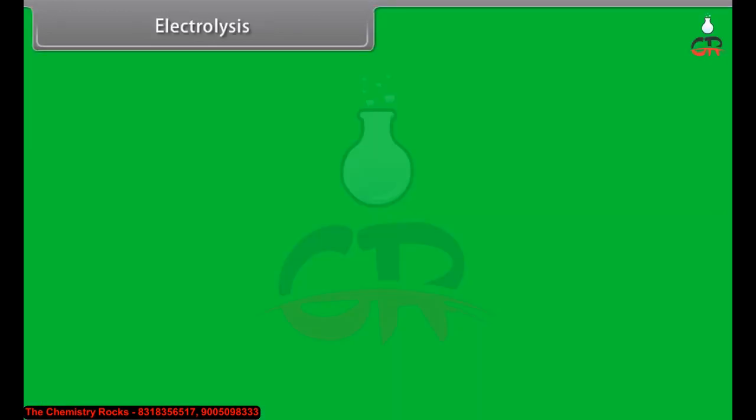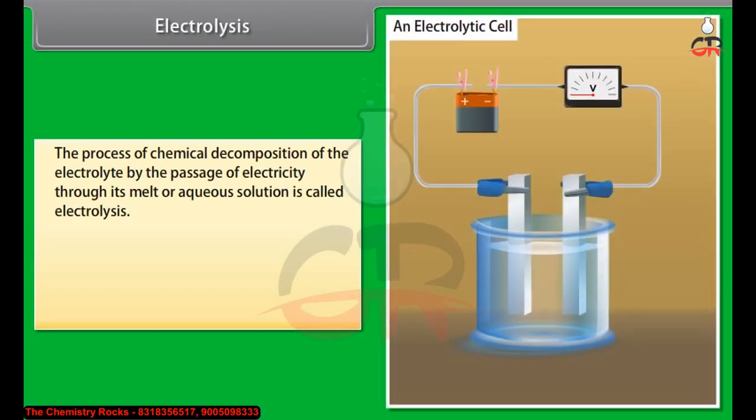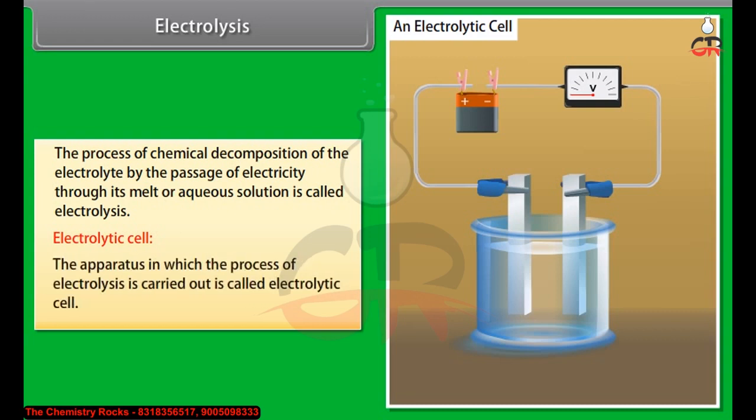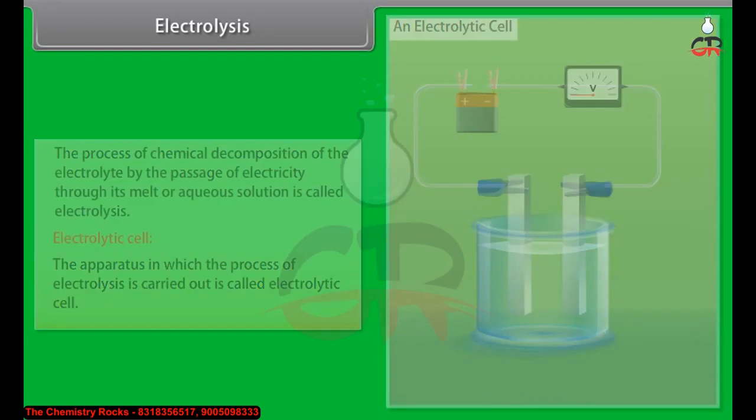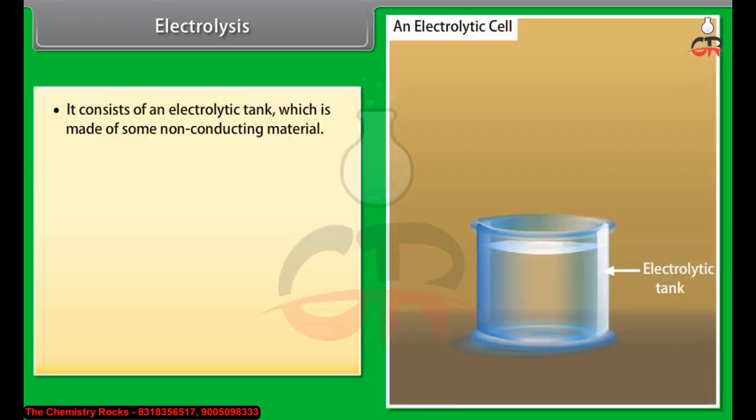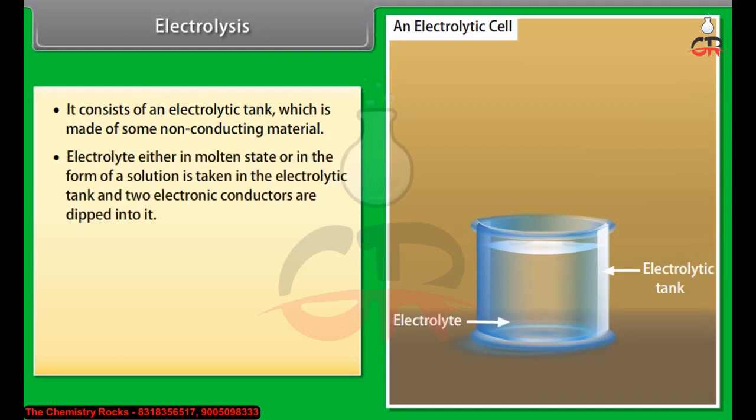Electrolysis. The process of chemical decomposition of the electrolyte by the passage of electricity through its melt or aqueous solution is called electrolysis. Electrolytic cell. The apparatus in which the process of electrolysis is carried out is called an electrolytic cell. It consists of an electrolytic tank which is made of some non-conducting material. Electrolyte, either in molten state or in the form of a solution, is taken in the electrolytic tank and two electronic conductors are dipped into it.